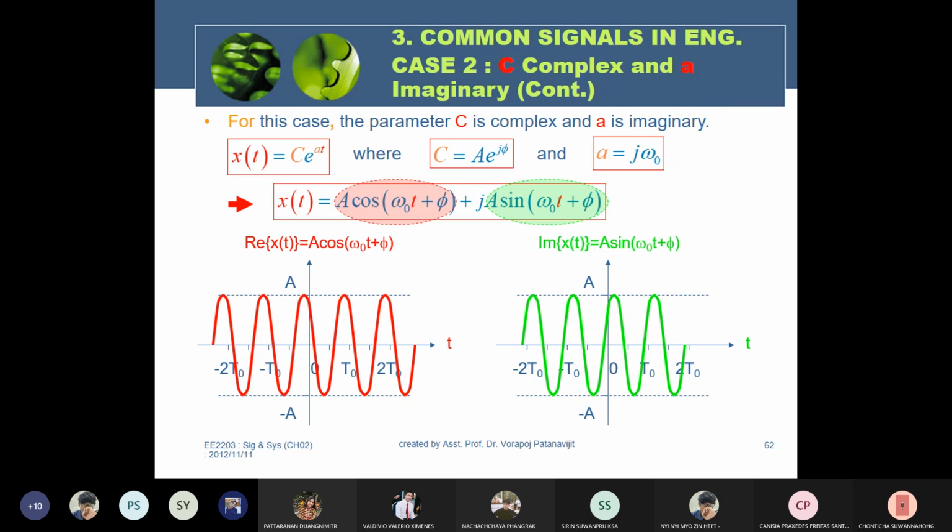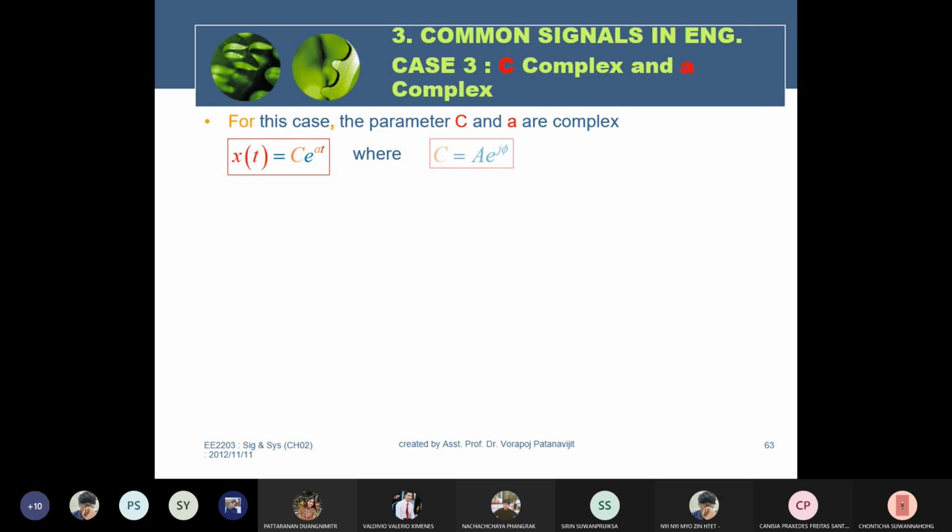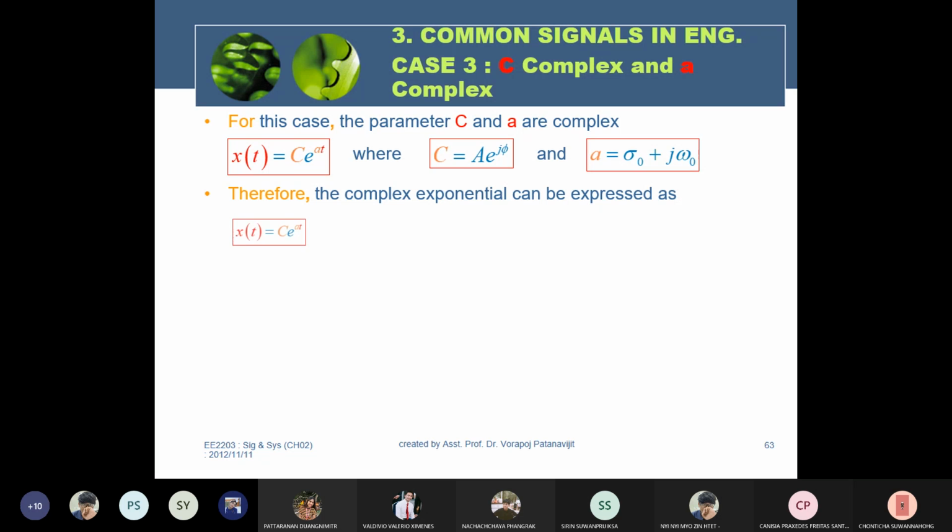Okay. Next one, you see that? The signal that you all see in here, that's why when you measure with the scope, it gives you the sine wave. A lot of sine waves you can find. Okay? Next one. For the last case, if C and A are complex numbers, C is a complex number with a real and imaginary part. You can express them and substitute them in the x(t) form.